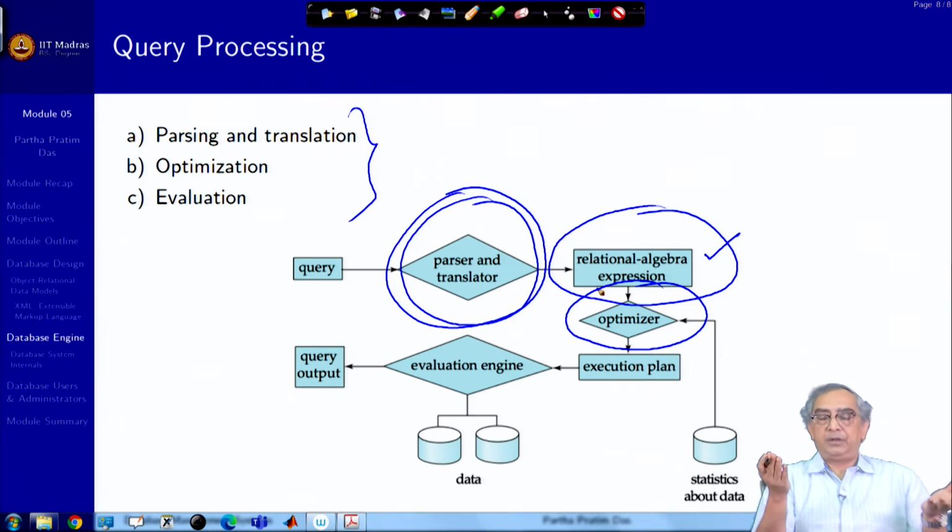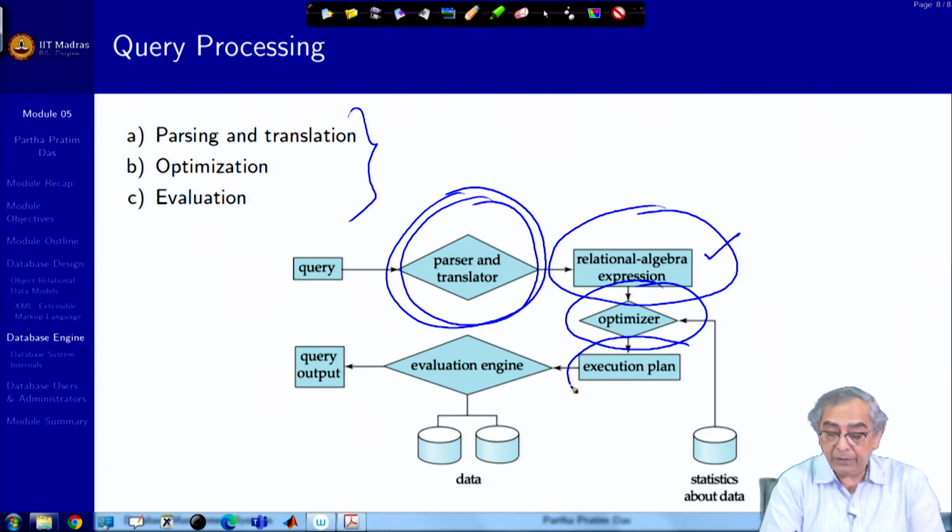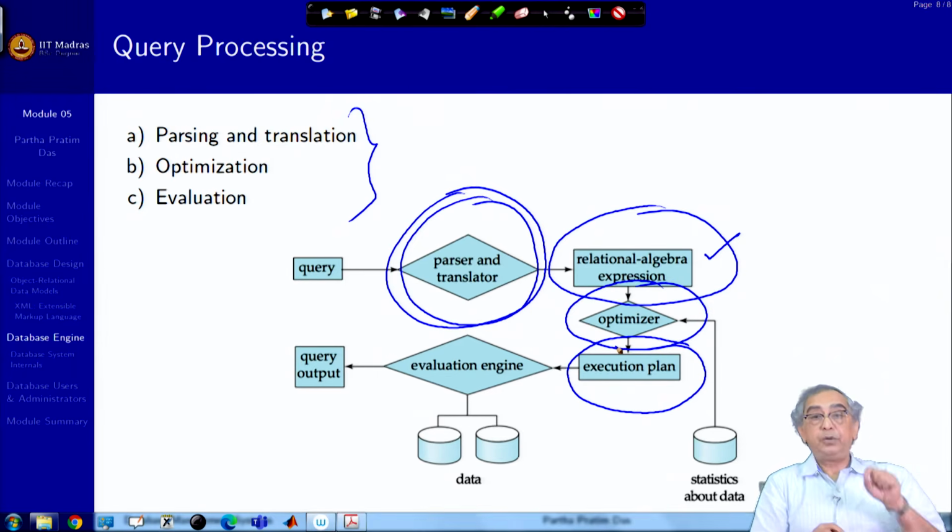In algorithms, the same problem can be solved through different algorithms. Some are more efficient, some are less efficient. So, exactly the similar concept applies here. You optimize and then you decide on an execution plan, that is, how you will actually access the data, access the tables and different fields and get that answer out.